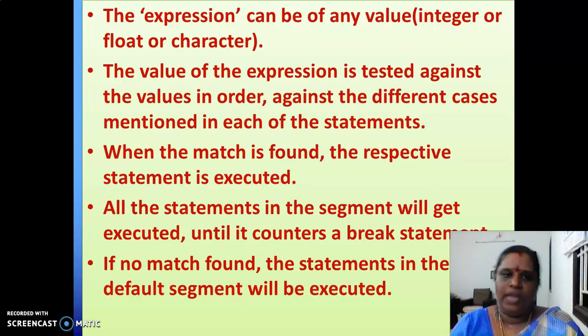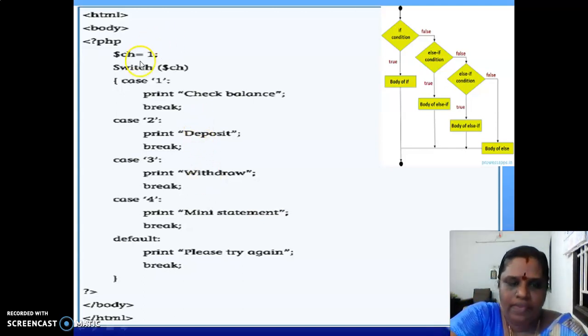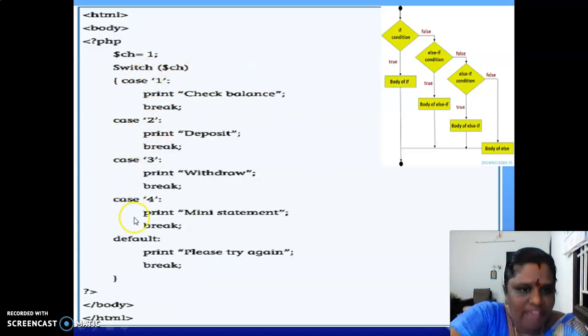Okay, we can go on to the next one. Example. See, in this example, we are having this character as 1. Yes, we are assigning this character as 1. In this switch case, this character is given as the expression. If case 1, print. Case 2, print, break. See, this is the example program.